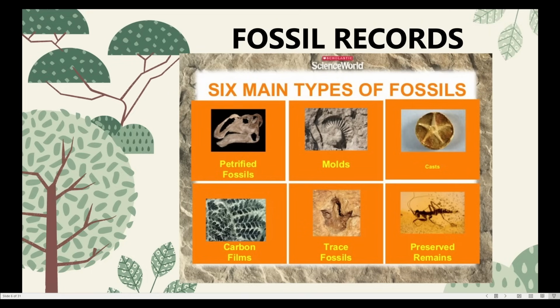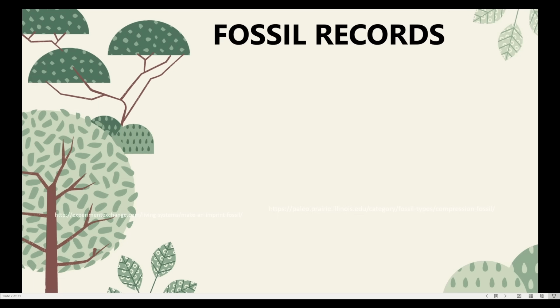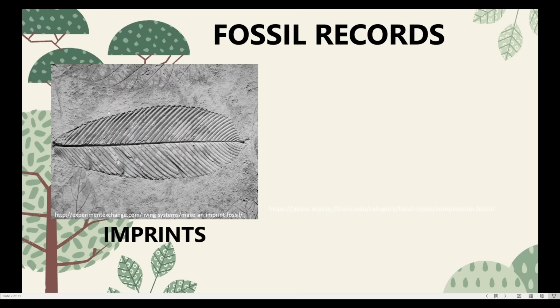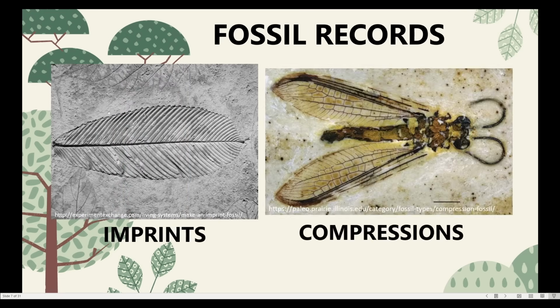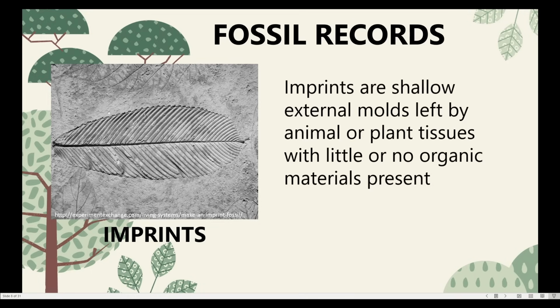There are 6 main types of fossils. However, we will be focusing on 2. Those are imprints and compressions. What is the difference between the two? Imprints are shallow external molds left by animal or plant tissues with little or no organic materials present.